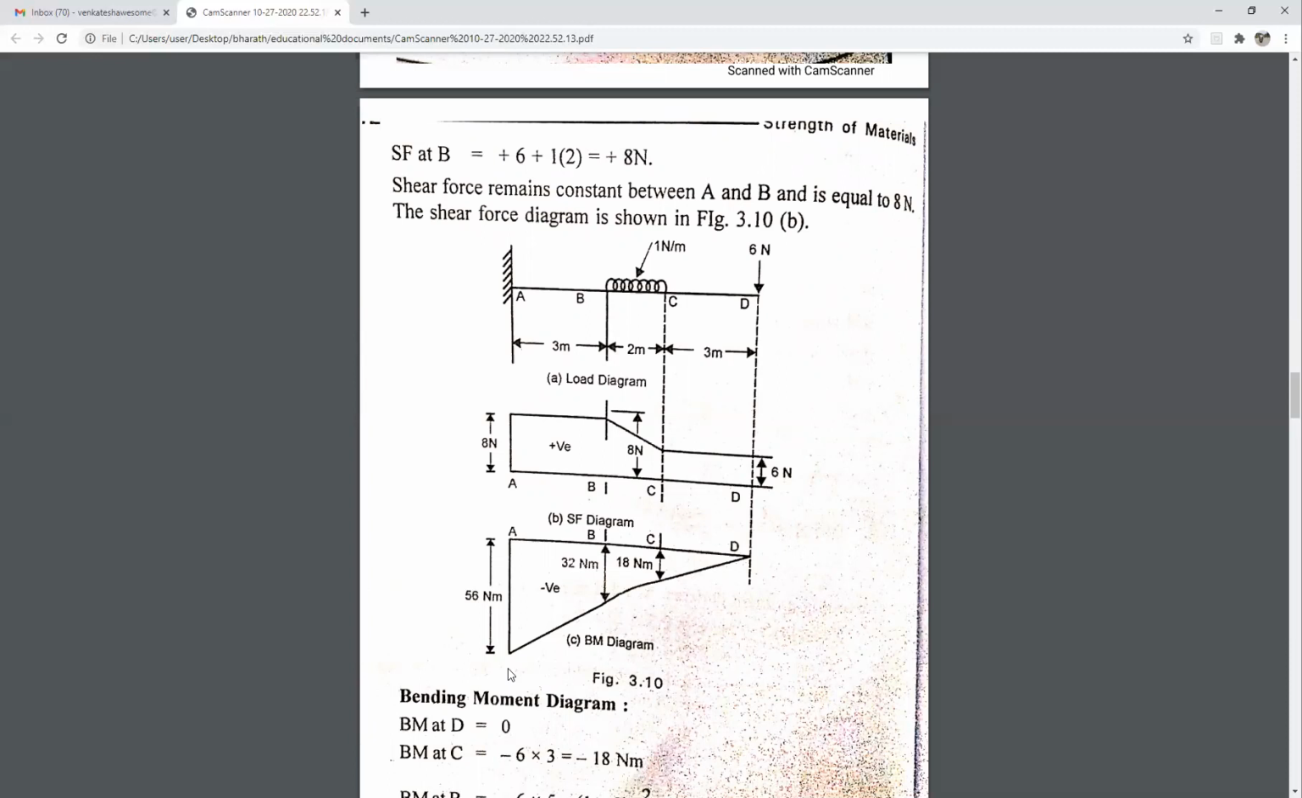Here there are two methods. First, we need to construct the SFD and BMD lines from the force diagrams only. And second is the mathematical equations, a completely problem-solving point of view. At every point we need to calculate the shear force as well as the bending moment. Before that, I'm going to describe just the shape of the SFD and BMD diagrams, how they look, for your easy understanding.